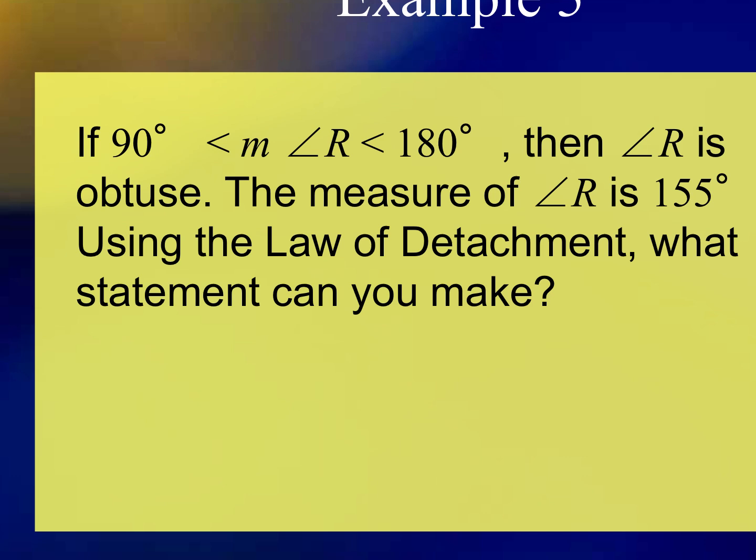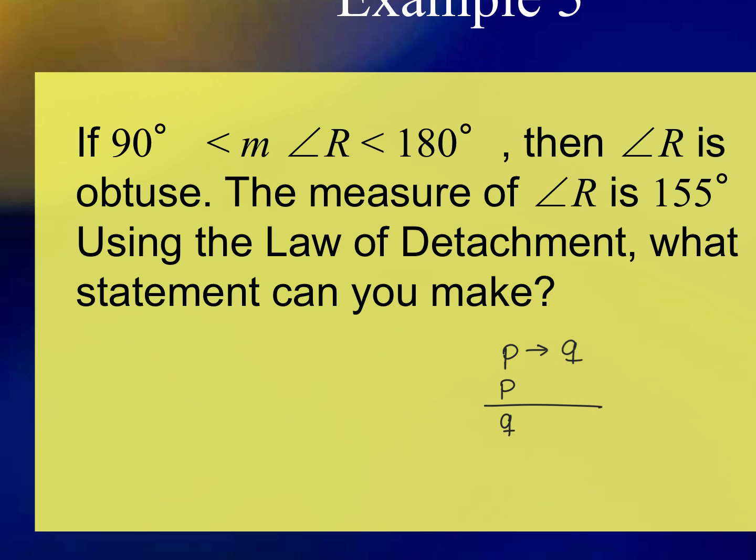Again, law of detachment, what do I have? The first statement they're giving me is my hypothesis to my conclusion. Then I'm going to detach it, break it apart. I have my hypothesis, and that's going to give me my conclusion in the end. Can someone tell me what my conditional statement was? If 90 degrees is less than the measure of R, which is less than 180, then R is obtuse.